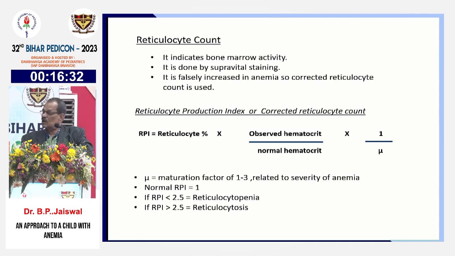Reticulocyte production index, ये भी simple है. Reticulocyte percent को multiply करिए observed hematocrit divided by normal hematocrit से, into 1 by mu. Mu is a fixed number. तो ये आपको corrected मिलेगा, जिससे कि आप differentiate करेंगे कि real reticulocytosis है कि एनीमिया के कारण reticulocytosis हो रहा है. तो that is important.